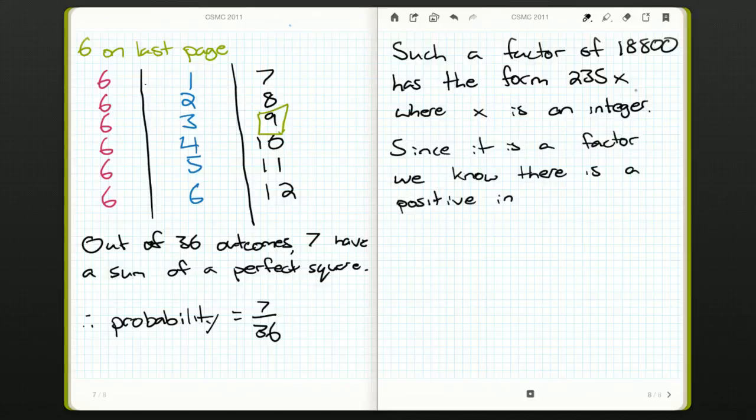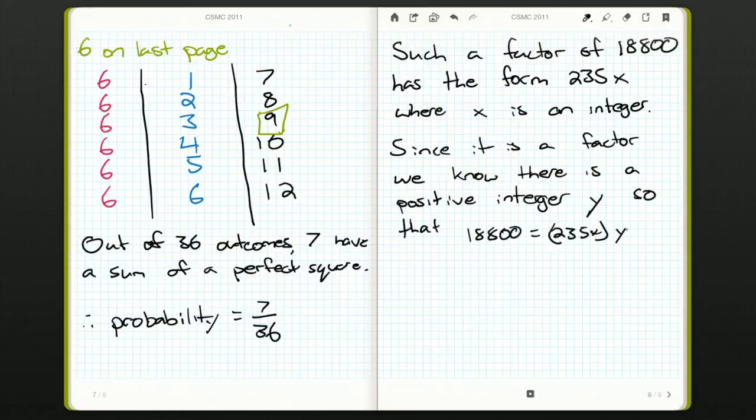Now, since 235x is a factor of 18,800, well, what does it mean to be a factor? It means that we can find a positive integer y, so that 18,800 is 235x, the one factor that we're talking about, times y, where y is yet another factor of 18,800. Okay.